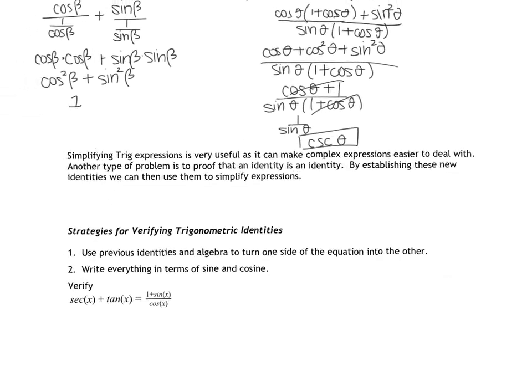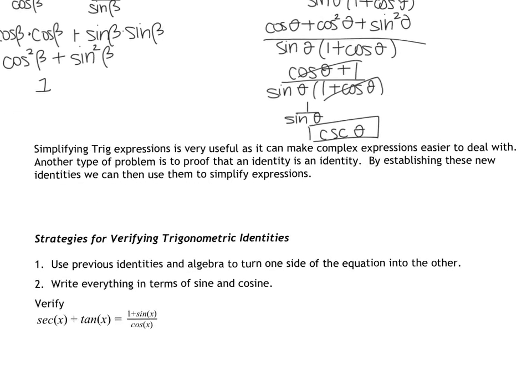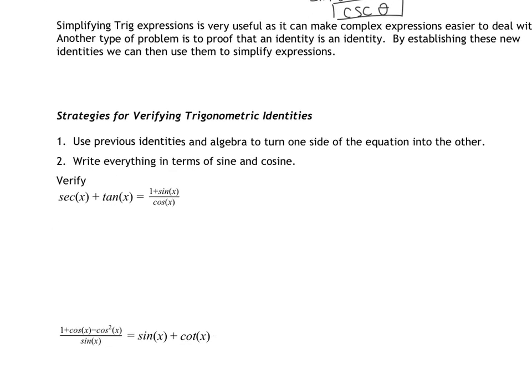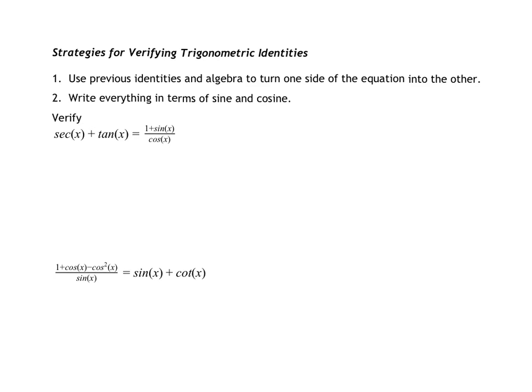So simplifying trig expressions is very useful because it makes our complex expression easier to deal with if we wanted to evaluate it. So another type of problem I already mentioned is to prove that an identity is an identity. So establishing these lets us use them to simplify expressions. So when we are verifying a trig identity, there's a couple strategies you want to use. The first is to use previous identities in algebra to turn one side of the equation into the other.